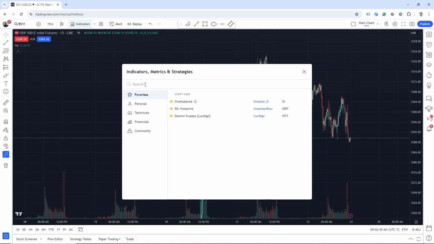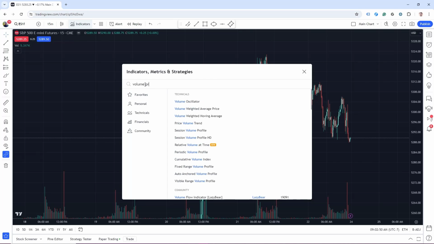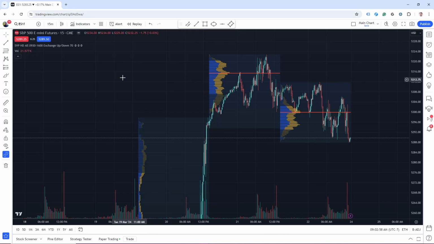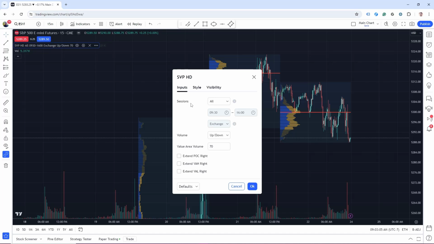The first one we'll go over is a volume profile, and I personally like the Session Volume Profile HD. Click on that, and it will pull it up on the chart here. The first thing that we're going to do when we get this indicator is go to Settings and make sure that we have all of our parameters set to whatever we're looking for.